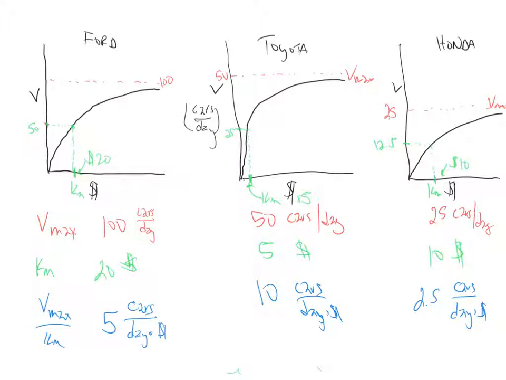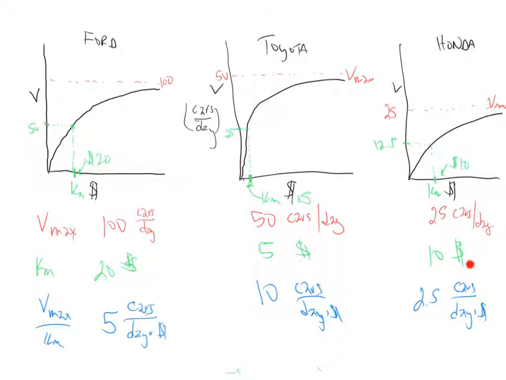So now, of these three, if you were an investor, which of these three would you want to put your money into? Which one's the most efficient? Is it Ford with 5 cars per day per dollar, Toyota with 10 cars per day per dollar, or Honda with 2.5 cars per day per dollar? It's Toyota, because Vmax over Km is that catalytic efficiency, or the specificity constant. It just tells you how efficient. It may not be the fastest enzyme. Sometimes it is. Maybe the fastest enzyme is the one that's going to be the most efficient, but maybe it's not.